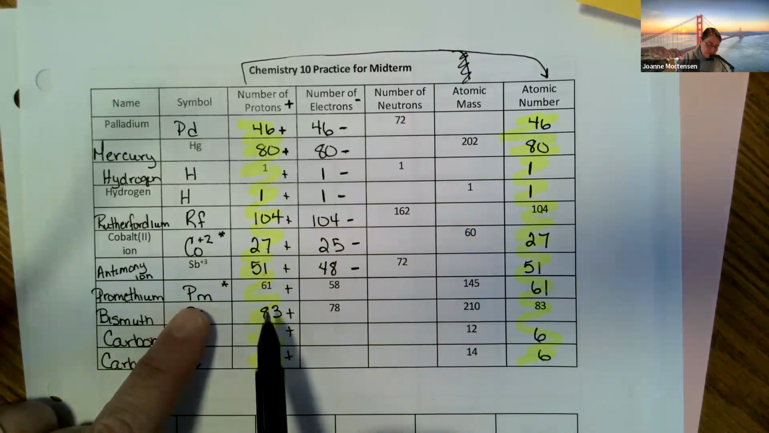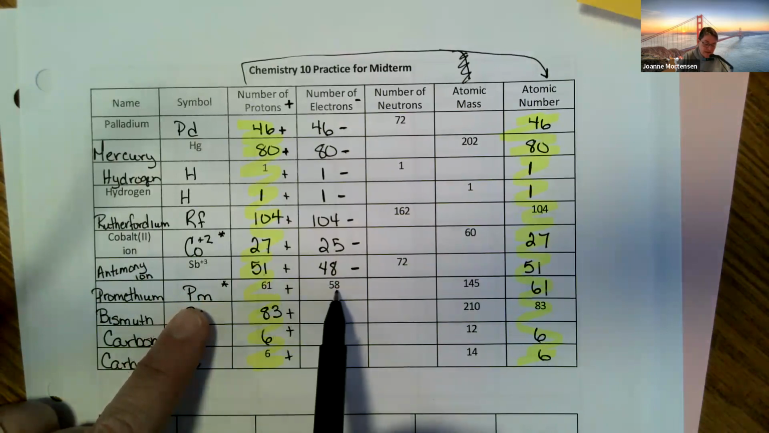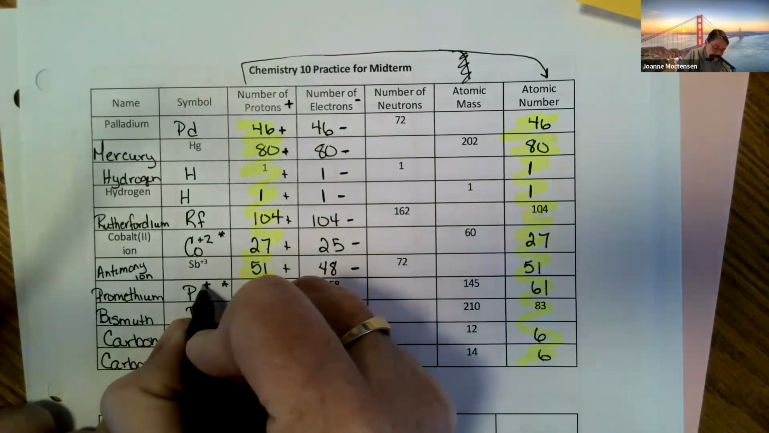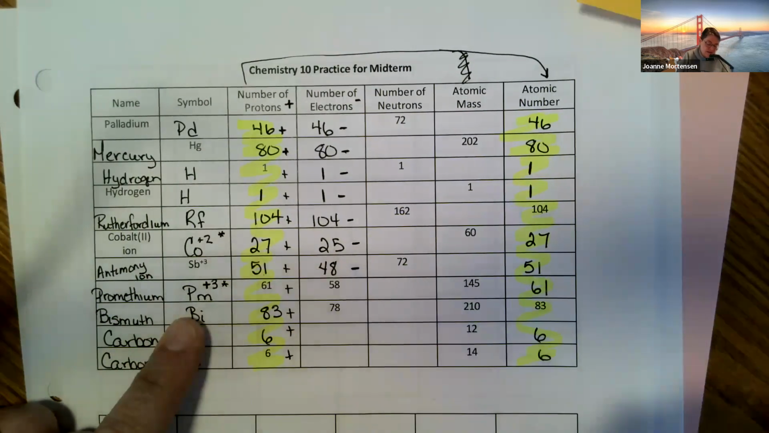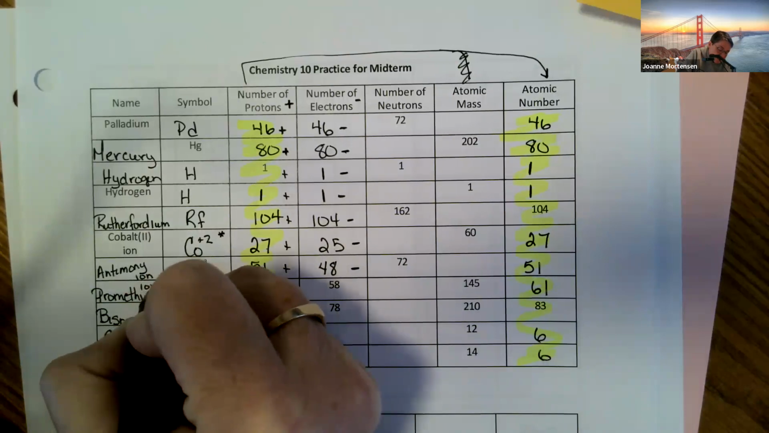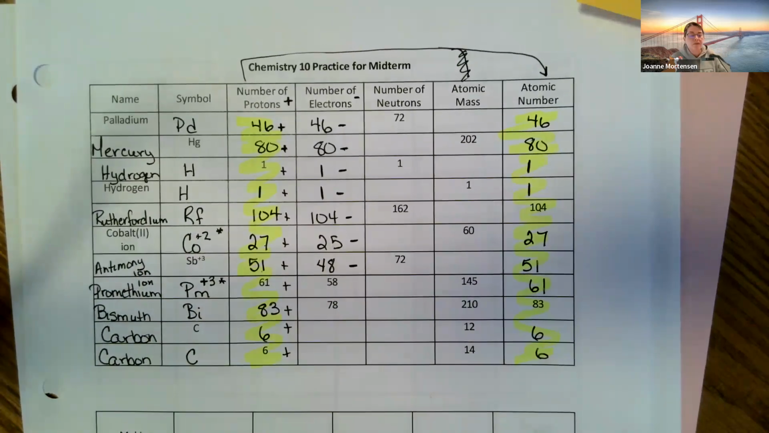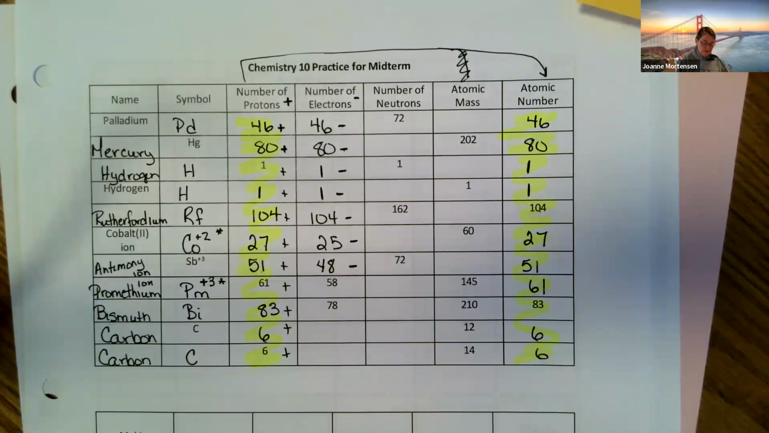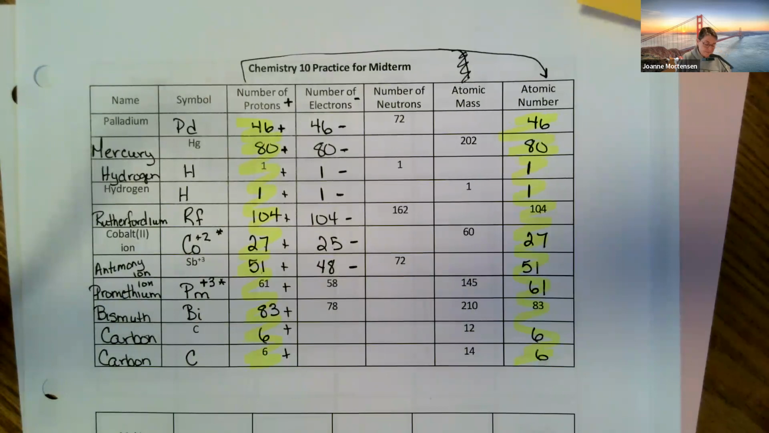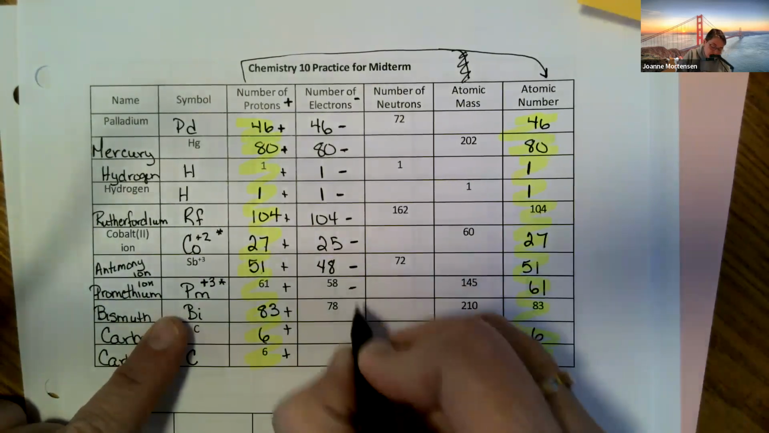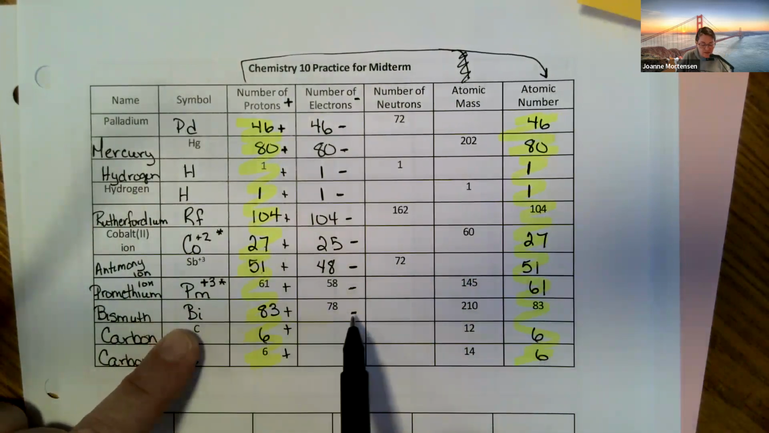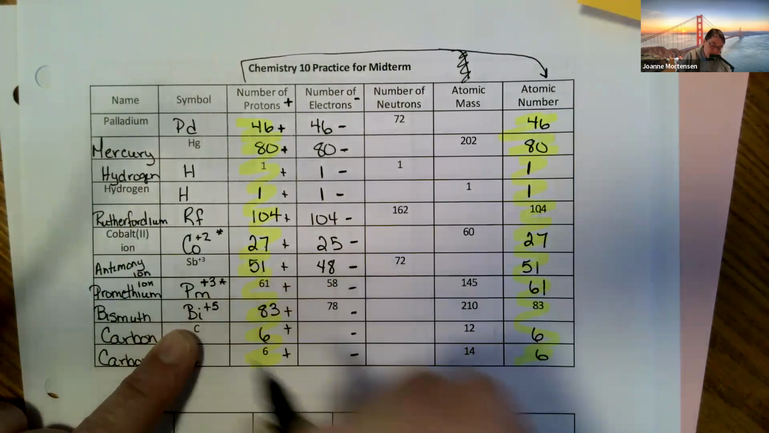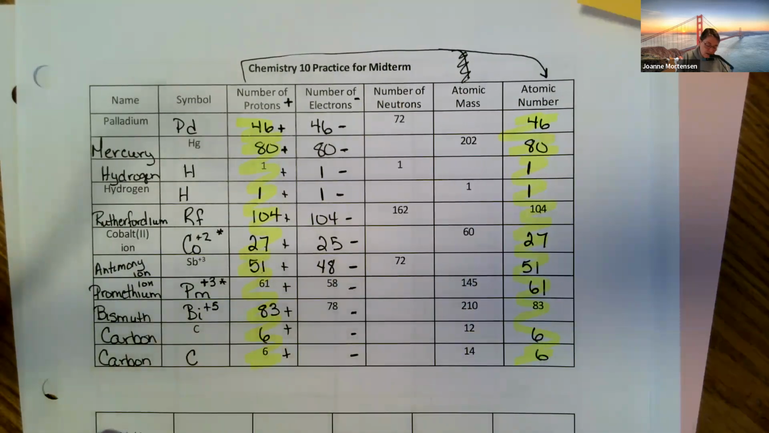All right, promethium, we got 61 and we got 58. So it's got more positives, so I know right away it's a plus. And there's a difference of 3. So it's a +3 ion. Those of you that have big handwriting, I'm sorry. All right, let's keep going. I'm just going to throw negatives in all of these just to save some time here. Bismuth. We got 83 positives, 78. That is a difference of 5. +5, more positives.